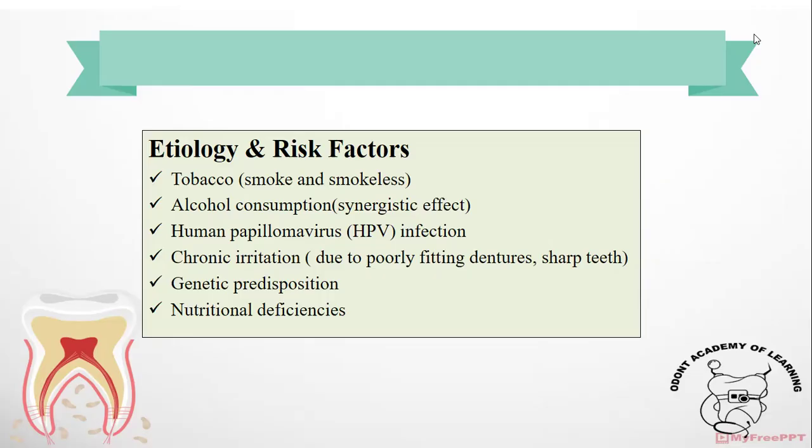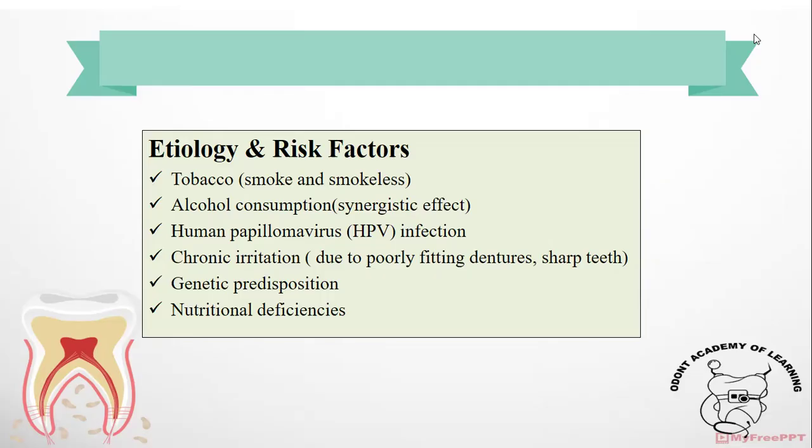Next thing is chronic irritation. If a person is a denture wearer, and the denture is not properly fitting in the oral cavity, then the chronic irritation created by wearing that ill-fitting denture can lead to the development of dysplastic changes or a lesion in that area, that is called dysplasia. Or any sort of sharp tooth which is constantly causing irritation at some specific part of the oral cavity can be a cause of the development of a dysplastic lesion or epithelial dysplasia in that area.